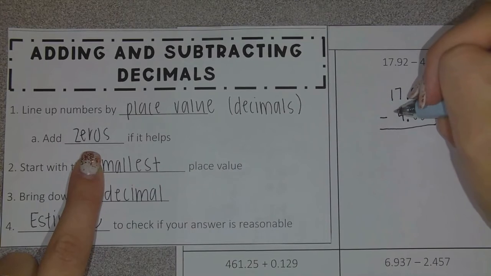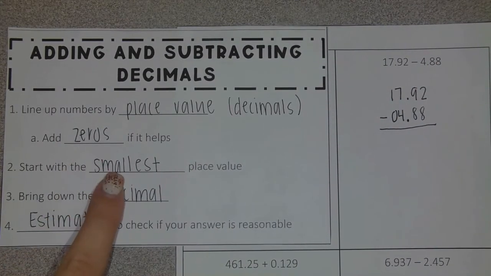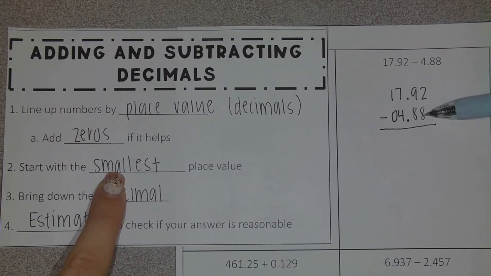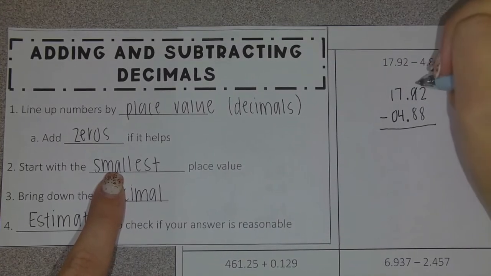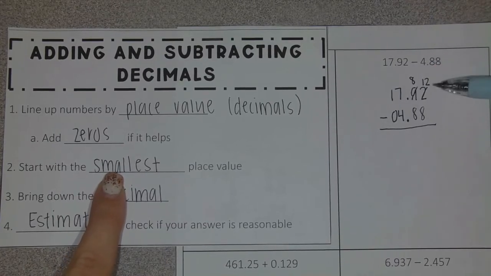So if I wanted to, I could add a 0 right here in the tens just to kind of help me out. And then I'm going to start with the smallest place value, which in this example is our hundredths position. So my first step would be to do 2 minus 8. But I can't do 2 minus 8. I don't have enough here. So I've got to go borrow from the 9. So my 9 becomes an 8, and this 2 becomes a 12. And now I can do 12 minus 8, which is going to give me 4.